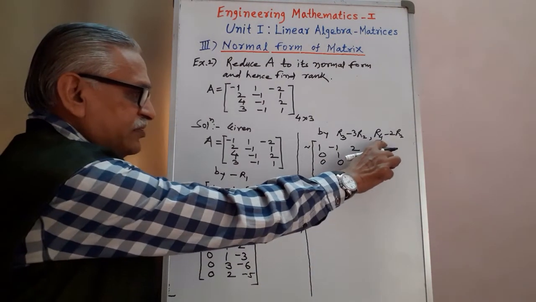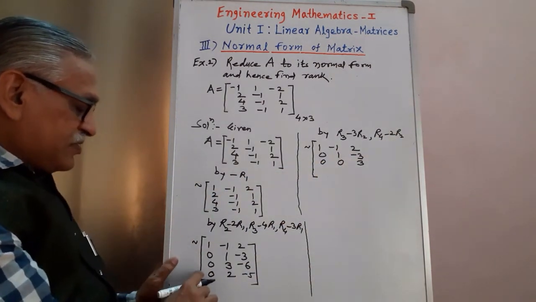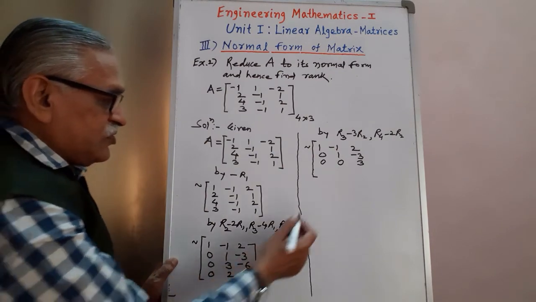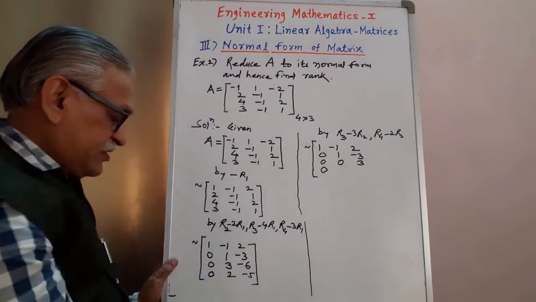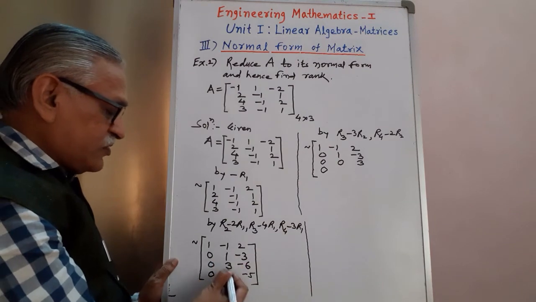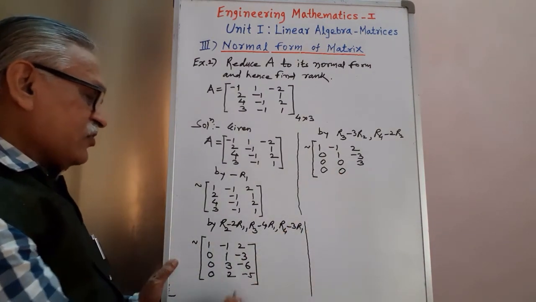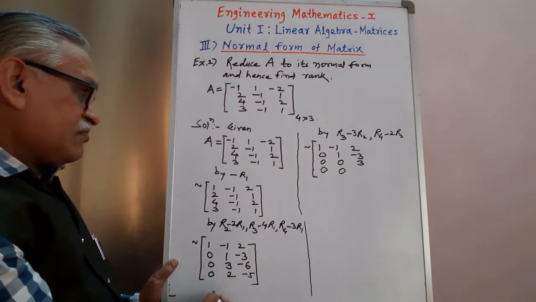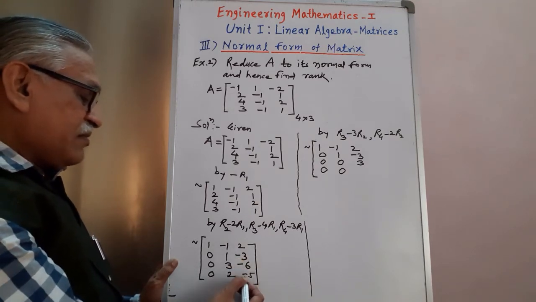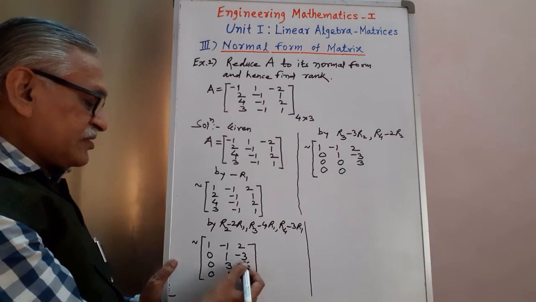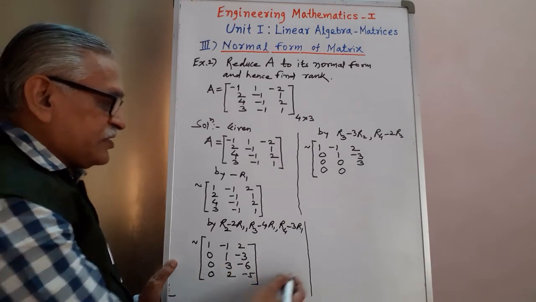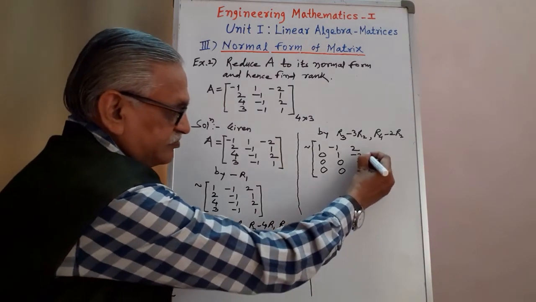Then applying R4 minus 2 times R2: 0 minus 2 times 0, 0 minus 0 we get 0; here 2 minus 2 times 1, 2 minus 2 we get 0; minus 5 minus minus plus, minus 5 plus 6, we get 1.